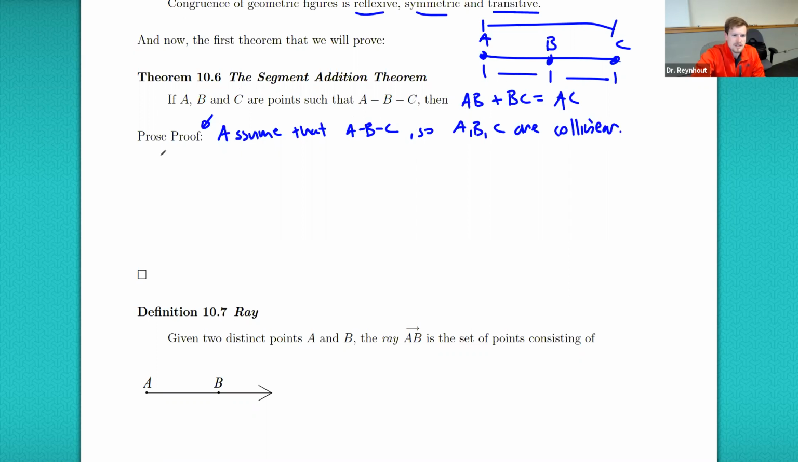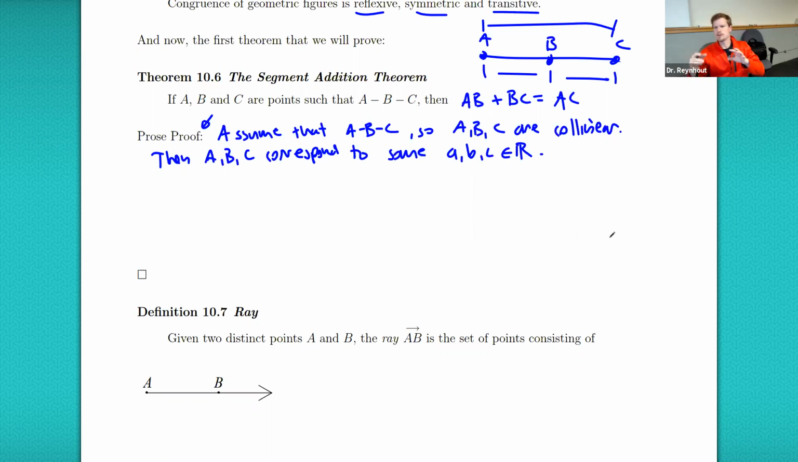Then A, B, and C correspond to some real numbers a, b, and c, lowercase here. We talked about this a little bit before. We get this from the ruler postulate, which tells us that we have a one-to-one function that gives us distance. And so these points correspond to elements in the real line.